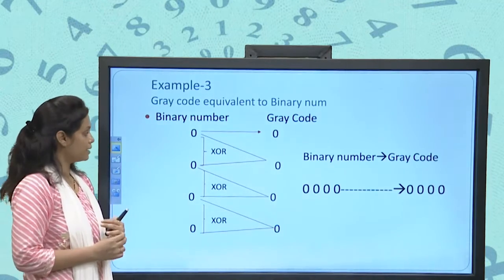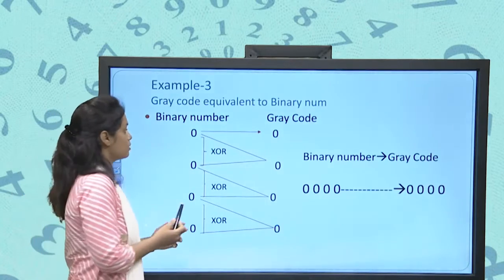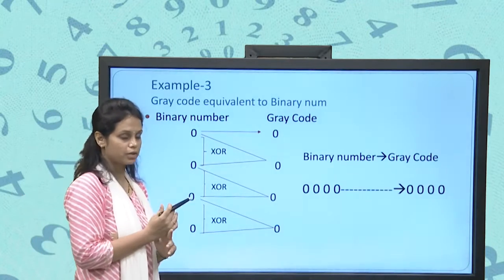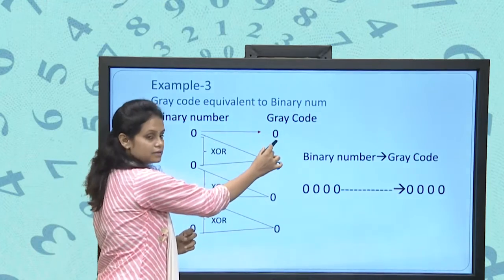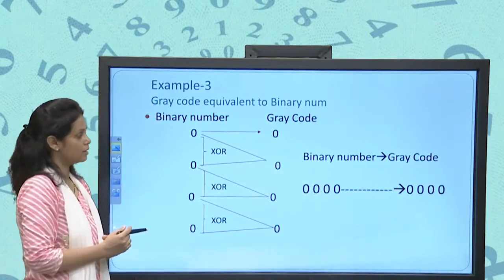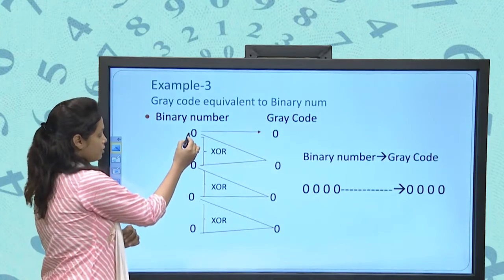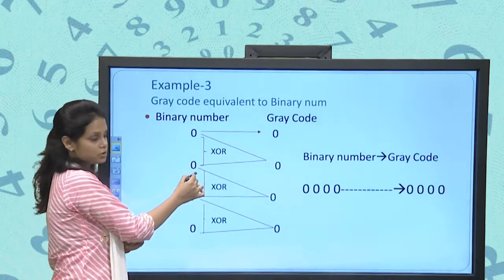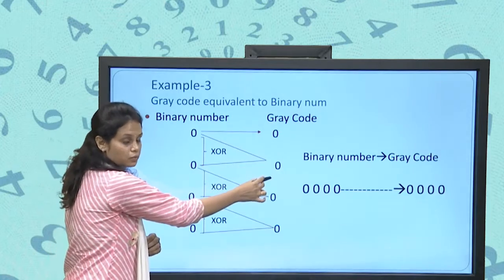Suppose we have the binary number four 0s. What is the procedure? First we will convert this number into the gray code. So what is the procedure? The first bit remains as it is. Okay. Now we'll make the pair of the 2 bits. We'll first make the pair of the first 2 0s. These 2 bits are same, so the output is 0, right?